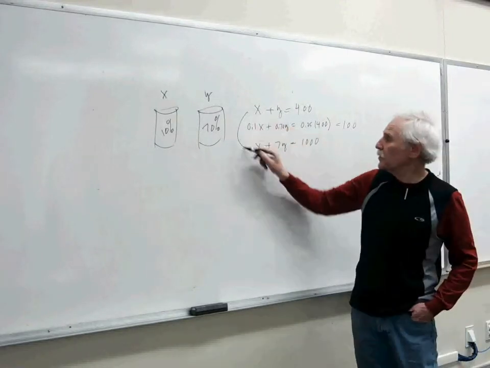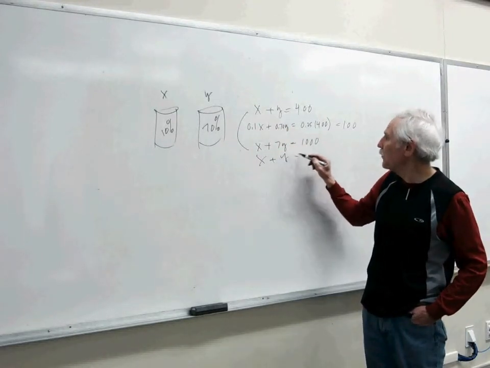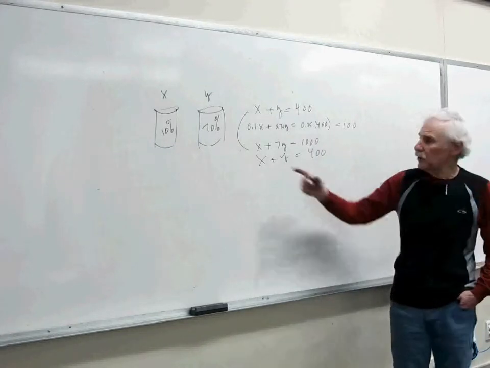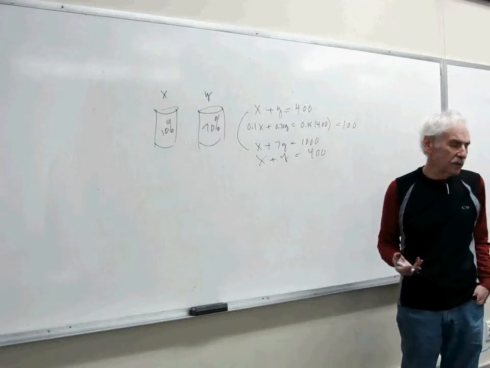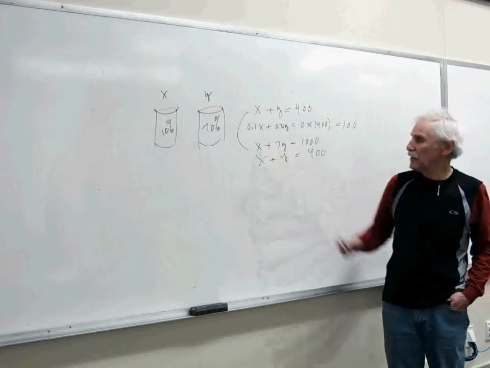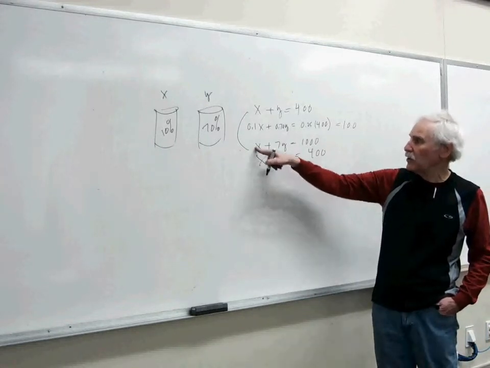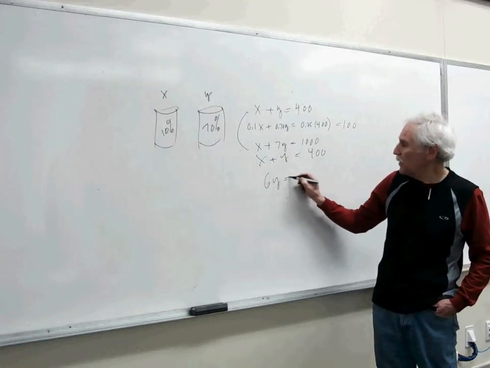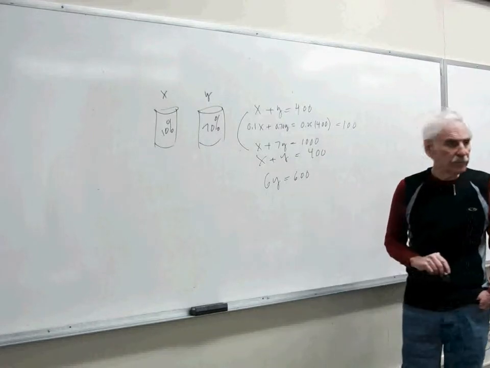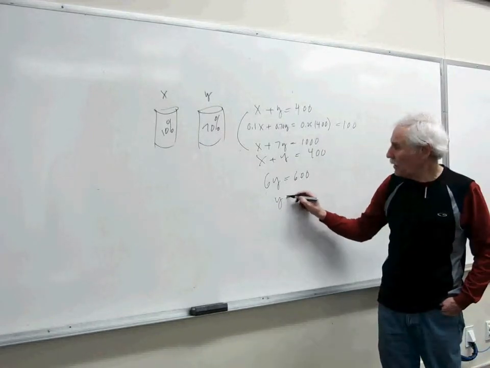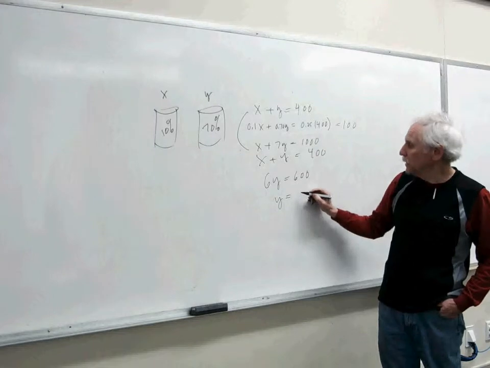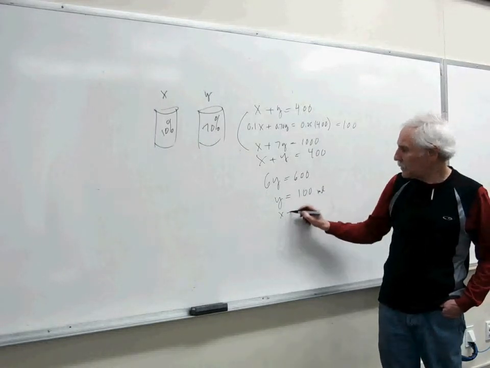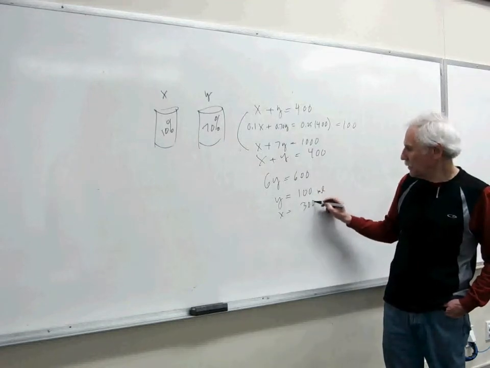But now the first equation says X plus Y equals 400. So now I have two equations and two unknowns. It's another elimination of subtracting one from the other. I'm going to subtract the second equation from the first equation, gets rid of the X, and I have 6Y equals 600. So Y, the 70% solution, is going to be 100 milliliters, and X has got to be 300 milliliters.